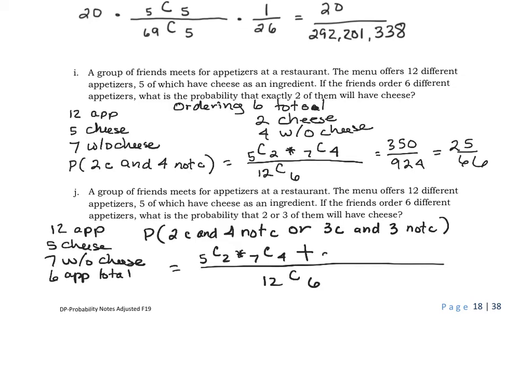so this time we're going to do 5C3 and 7C3. So when I multiply across in the numerator, I will get 700. The denominator, I get 924. And let's see if that reduces simply for us. In this case, we get 25 over 33.